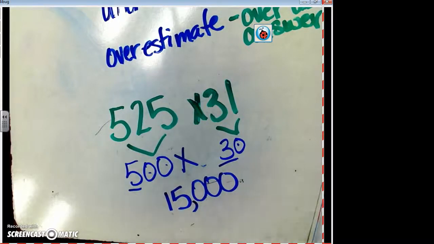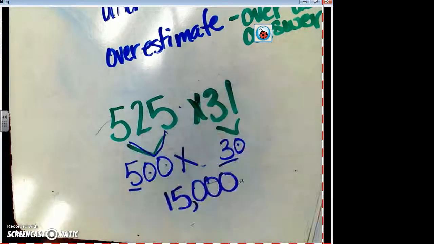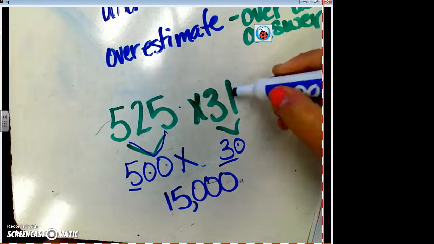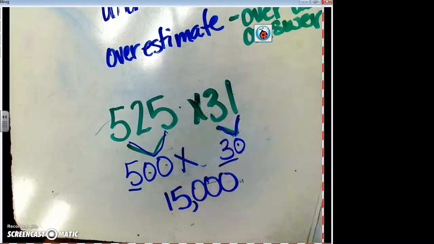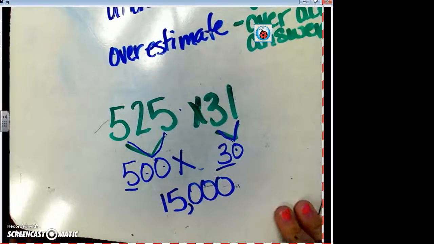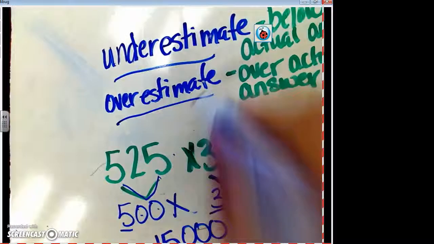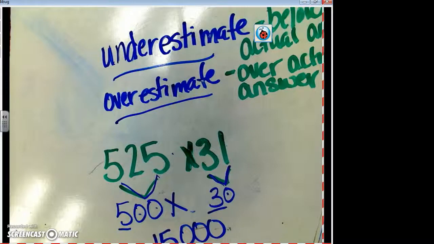Okay? Let's think about these numbers. I have 525 that I rounded down to 500. And I have 31 that I rounded down to 30. Here's my question for you, thinking back to our vocabulary. Is this estimated answer an underestimate or an overestimate? Please whisper to someone in your group. Okay? I'm pretty happy because I'm hearing all of you saying underestimate, but who can verify that? Who can prove it? How do you know, Caleb H?